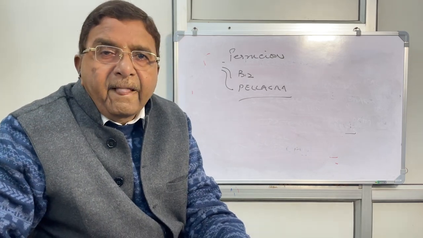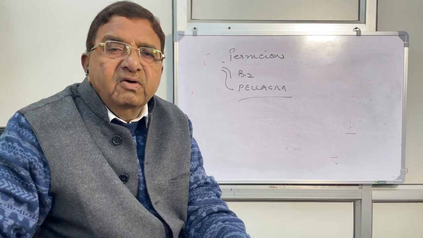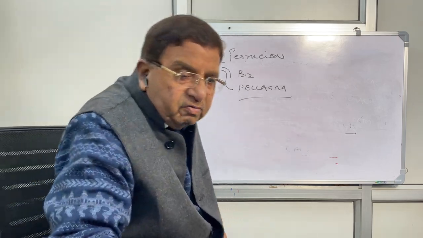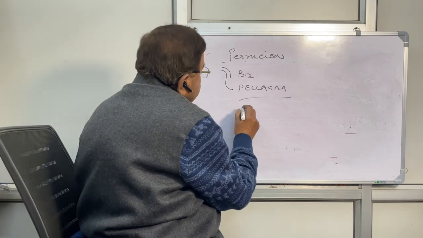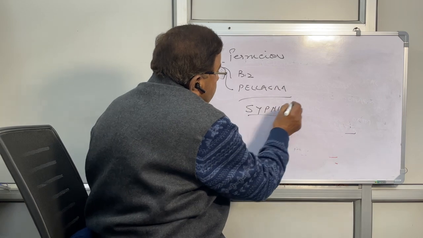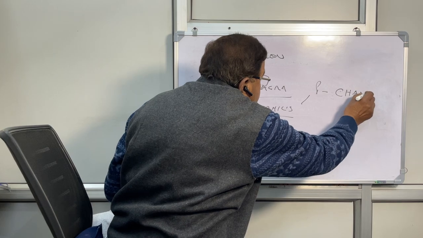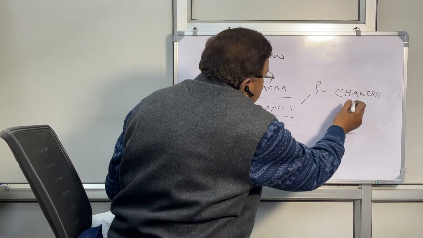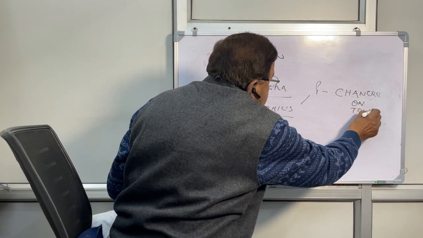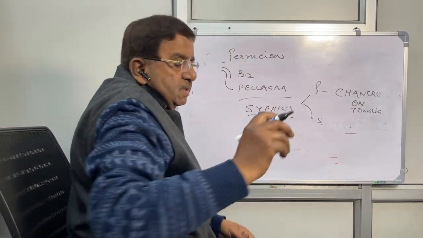Then syphilis. Syphilis has three stages: primary, secondary, tertiary, and the fourth one is congenital. In primary syphilis, there may be a primary chancre of the tongue. This is in persons who indulge in oral sex. Chancre on the tongue, even on lips, etc.